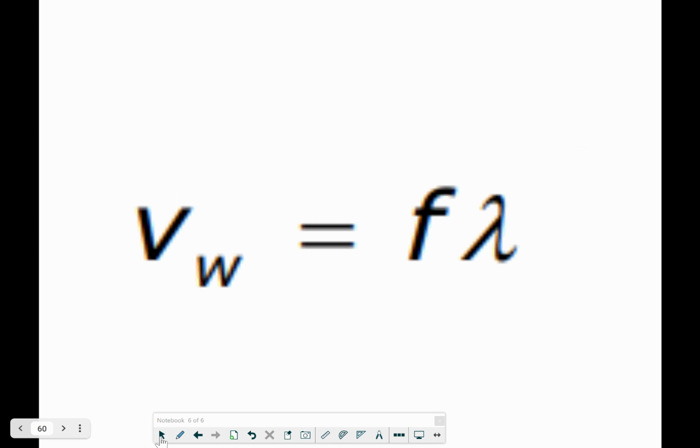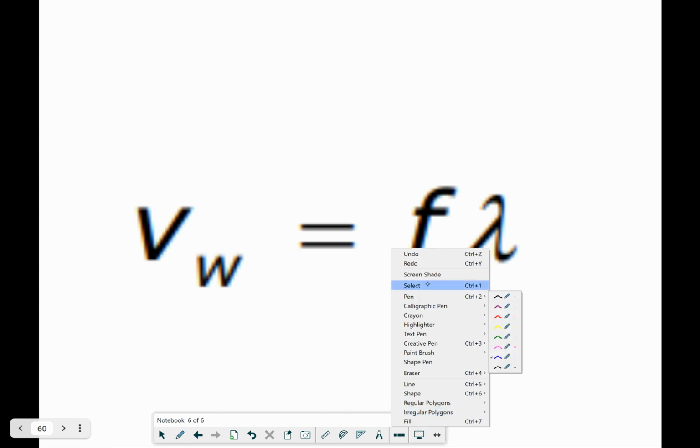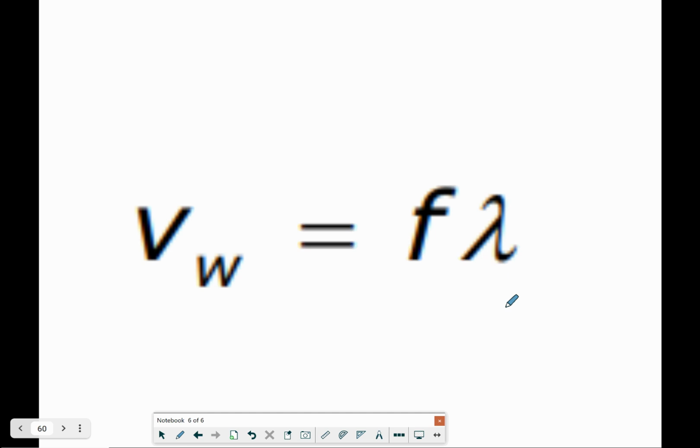So here's another one. This is wave velocity. Lambda and F. All right. Again, we're going to do the same exact thing as we did before. And we are going to separate.